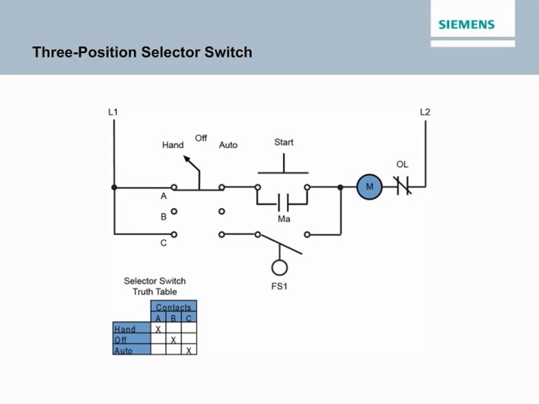With the selector switch in the hand position, contact position A, the M contactor energizes when the start push button is pressed. With the selector switch in the off position, contact position B, the M contactor coil cannot be energized. With the selector switch in the auto position, contact position C, the M contactor coil energizes when the liquid level sensed by float switch FS1 rises sufficiently to close the circuit. The M contactor de-energizes when the liquid level falls and the float switch contacts open.